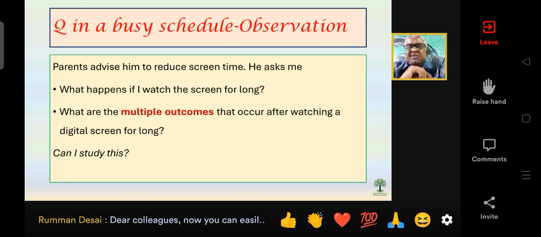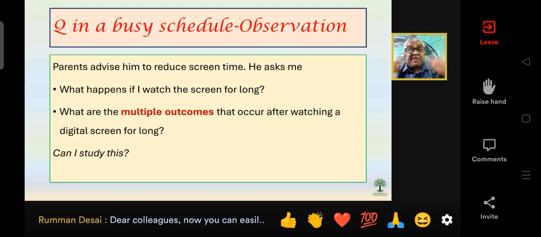Disturbed sleep, he keeps on blinking, rubbing his eyes. And the child asks me, what happens if I watch the screen for long? Why are all of you telling me to reduce my screen time? What happens if I watch the screen for long? So, in a sense, the child is asking me, what are the multiple outcomes that can occur if I watch the screen for a long time?